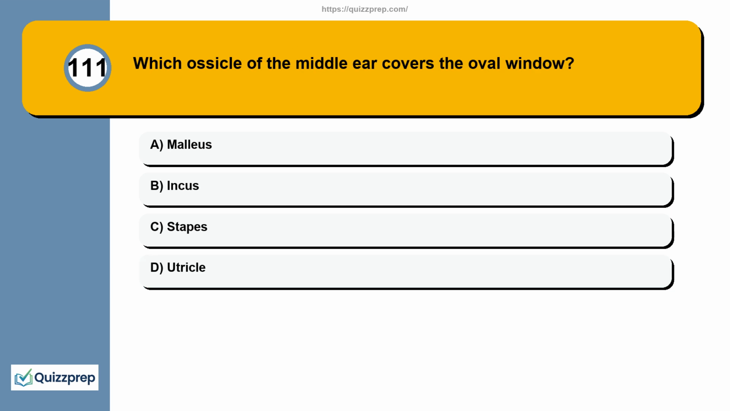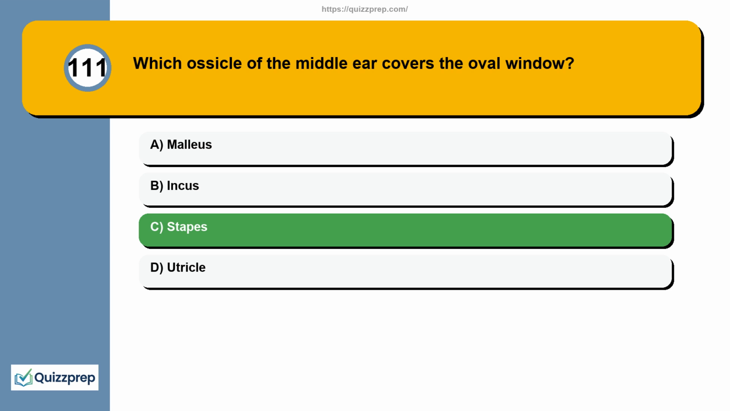Question 111. Which ossicle of the middle ear covers the oval window? Option A, malleus. Option B, incus. Option C, stapes. Option D, utricle. The correct answer is option C, stapes.